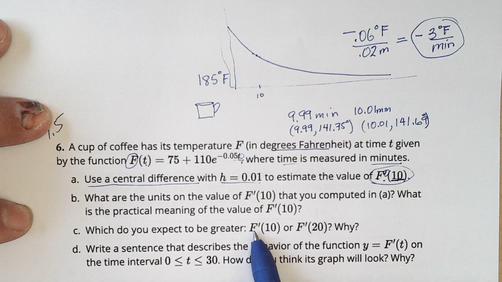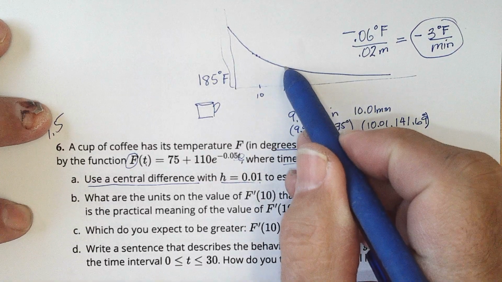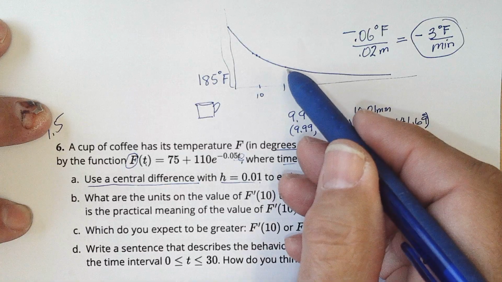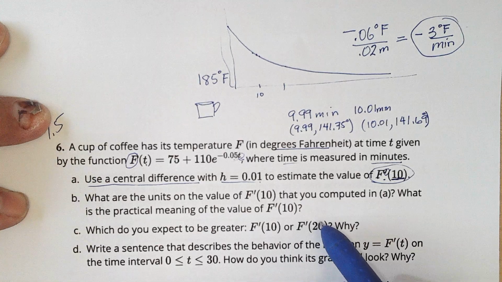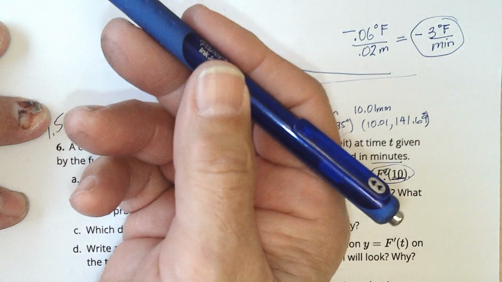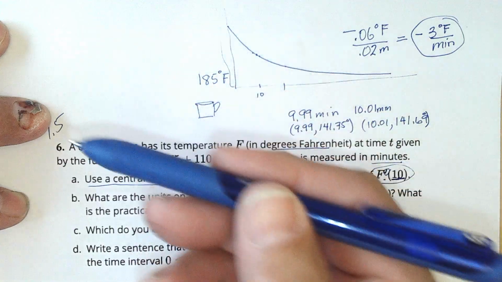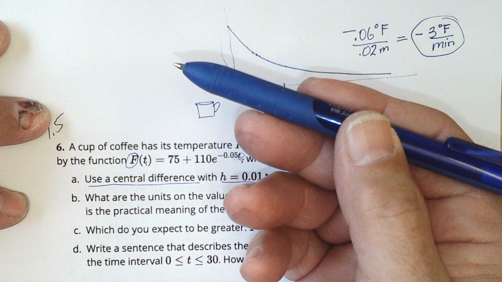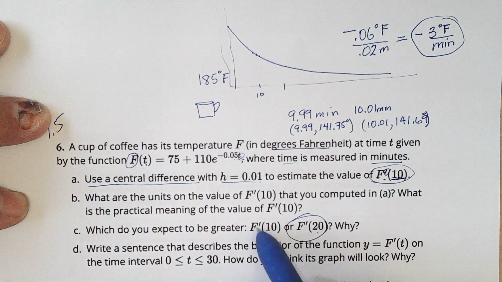Which do we expect greater, the change in temperature at 10 or at 20? At 20, because this is curved like this, the change is going to be less negative, so it'll be more positive, so it'll be greater there. Remember, that's a negative slope, and it's a bigger number, but smaller because it's in the negative. When I go to here, it's going to be like negative 2 degrees Fahrenheit, which is bigger than negative 3 degrees Fahrenheit per minute.